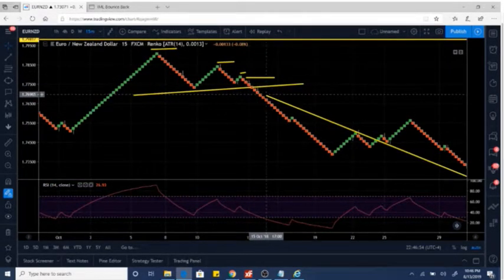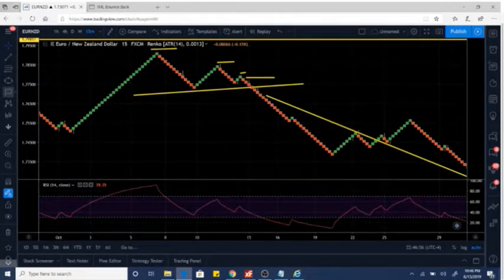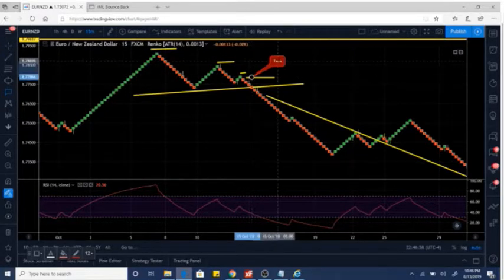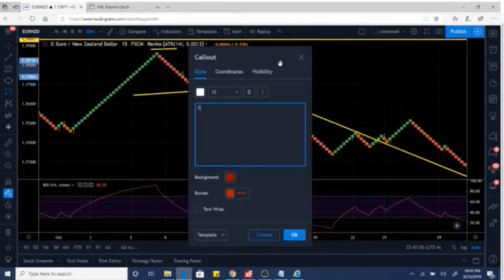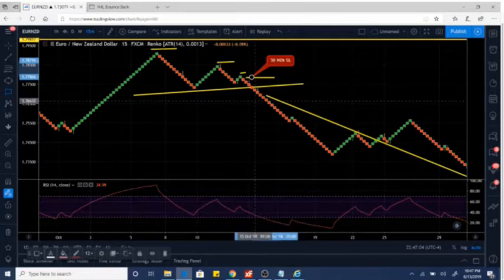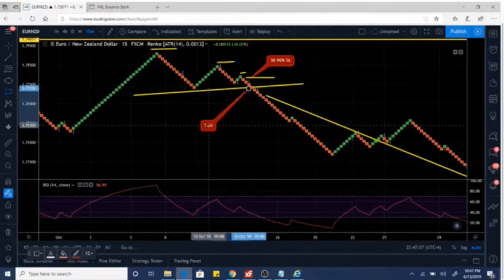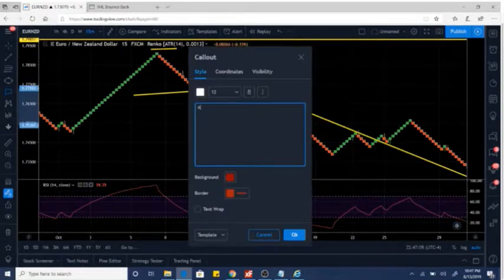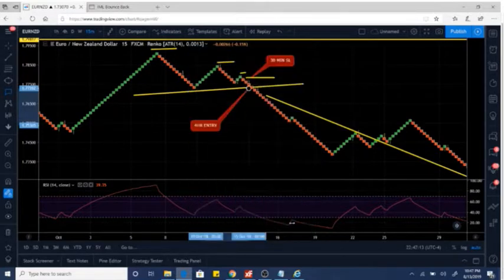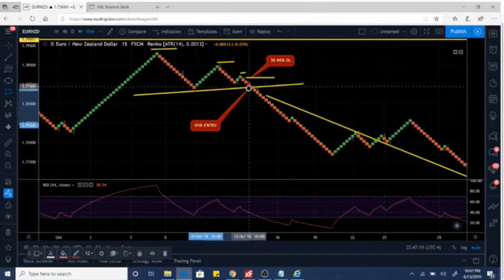So here we go. This is a better one. So you see, these were 30-minute stop losses. That was a 30-minute stop loss. See, remember, this right here is the 4-hour entry, right? So 4-hour entry.